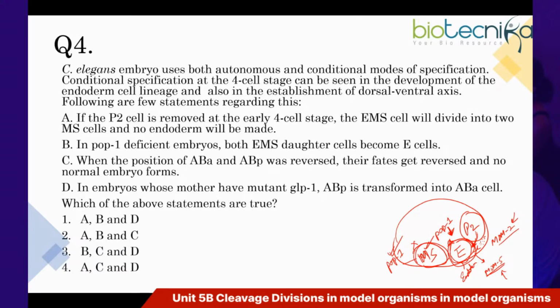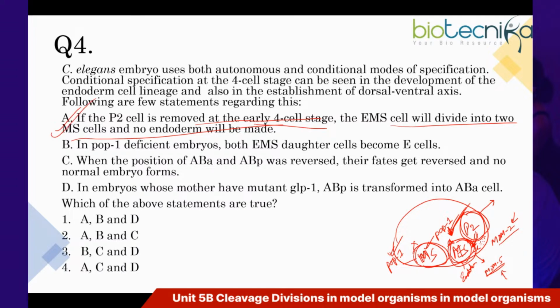Okay. So what it is saying, if P2 is removed at early 4-cell stage, then this signal cannot happen. If this signal cannot happen, then POP-1 will be present in the endoderm cell. It cannot be downregulated. So in that case, both of them will be forming MS, because only if POP-1 was downregulated will it form endoderm. Otherwise, it will form MS. The EMS cell will divide into two MS cells and no endoderm will be made. So this is right. A is right.